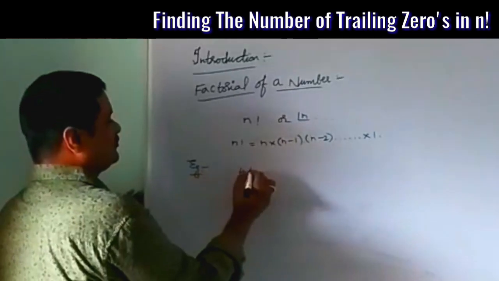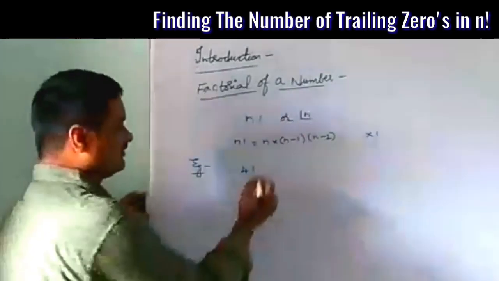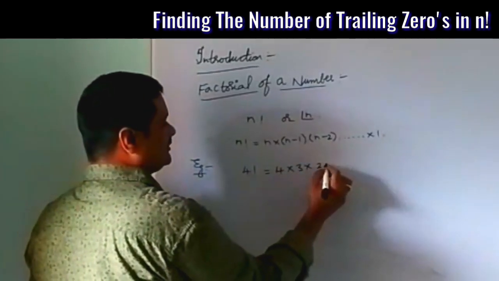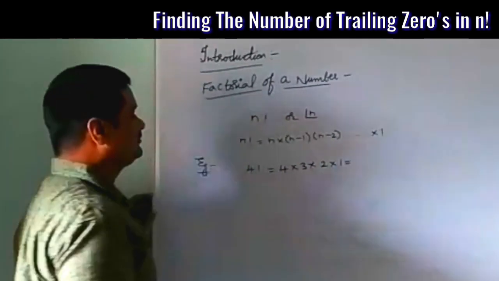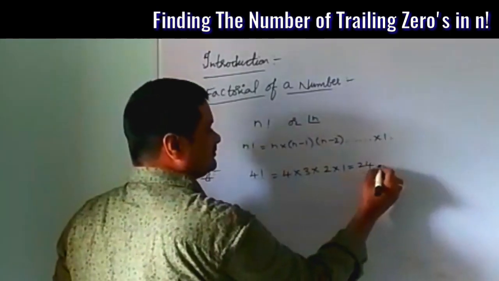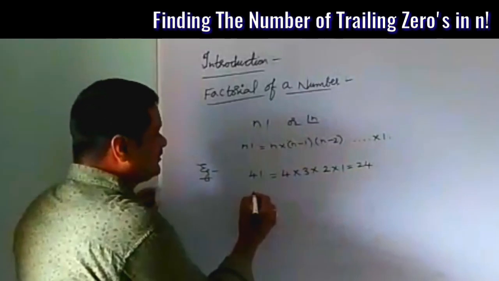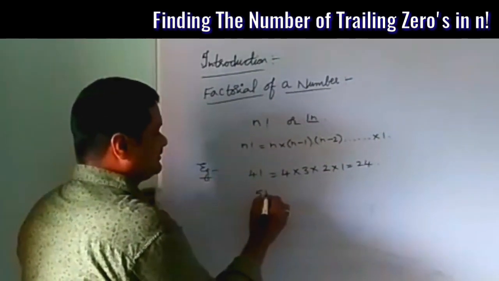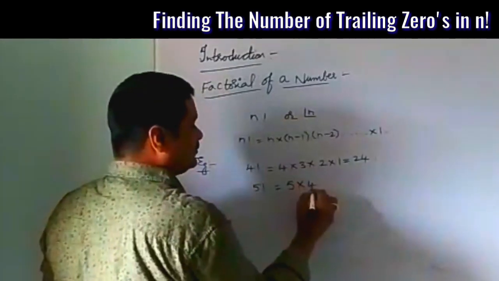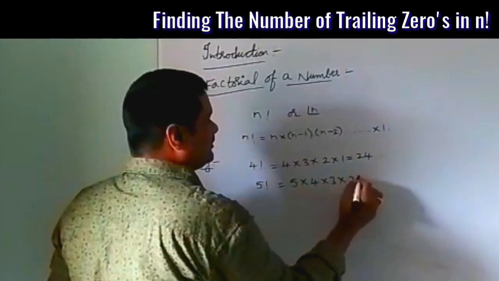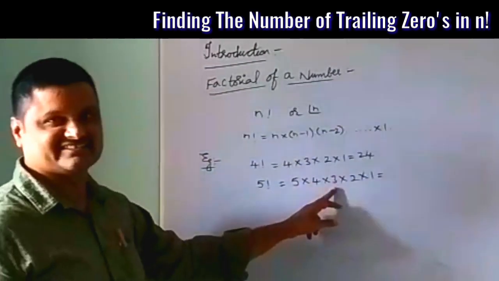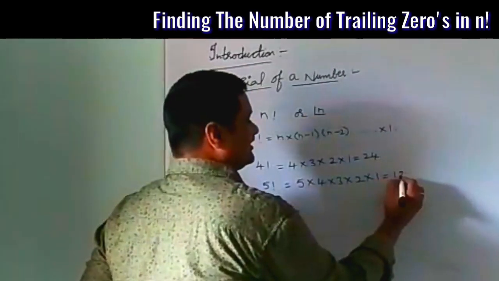What is the value of 4 factorial? According to our definition, it is 4 into 3 into 2 into 1, which is 24. Next, 5 factorial: 5 into 4 into 3 into 2 into 1. 5 fours are 20, 20 times 3 is 60, 60 times 2 is 120.